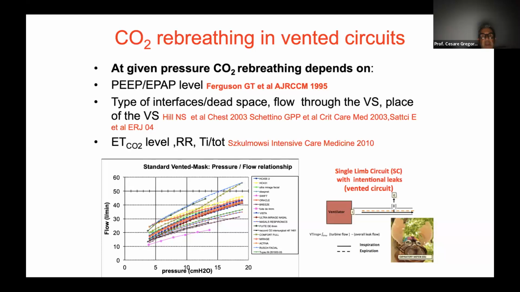So we know that, at a given pressure, CO2 rebreathing depends on the level of PEEP or EPAP, and we will see an interesting study in a few seconds. It also depends on the type of interface, dead space, flow through the vented system, place of the vented system outside or inside, for example, the interface, end-tidal CO2 level, respiratory rate, TI on T-tot. But you also have to know that right now, the amount of flow that is vented through the vented system can reach about 50 liters per minute in some interfaces.